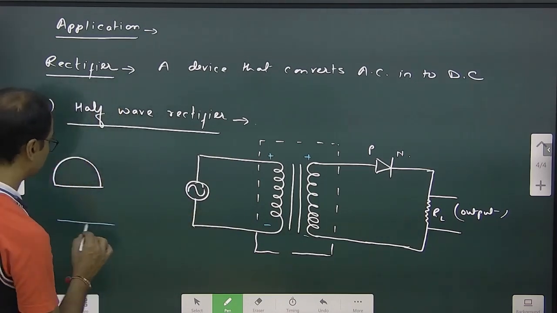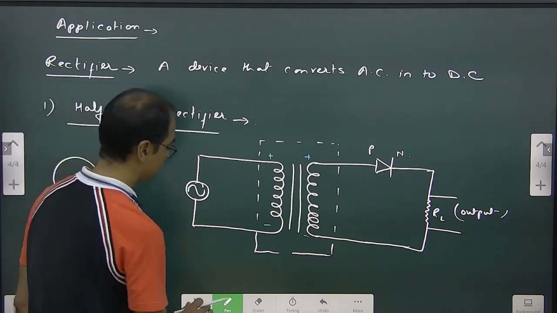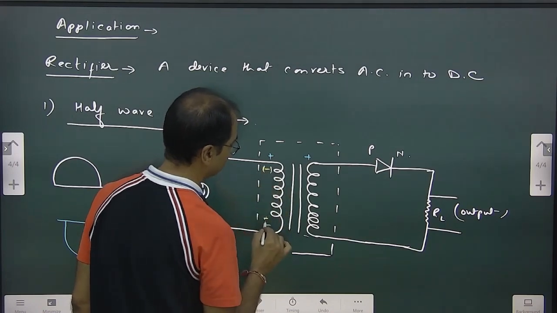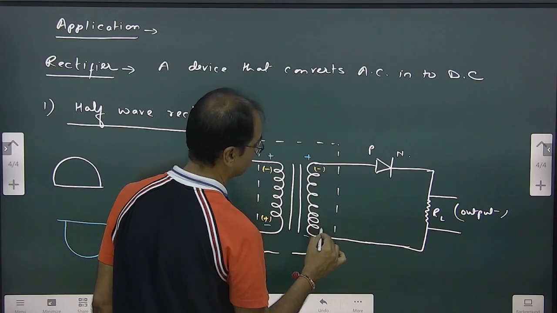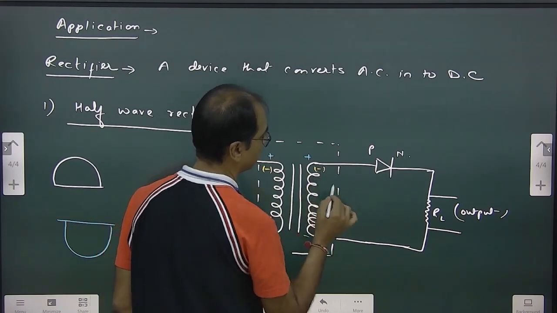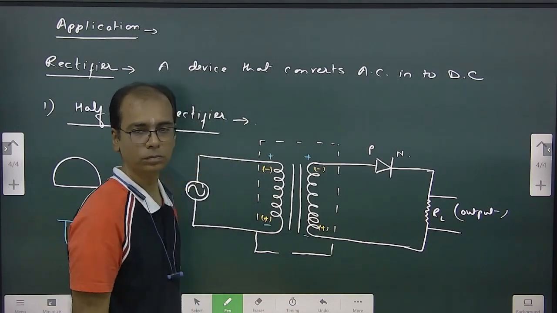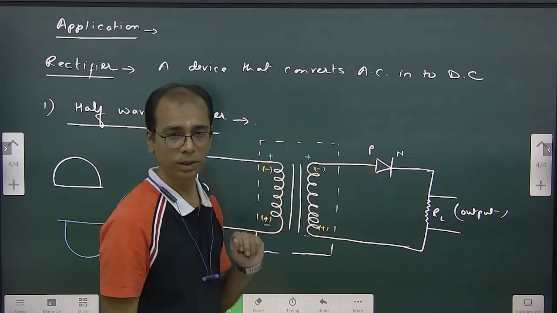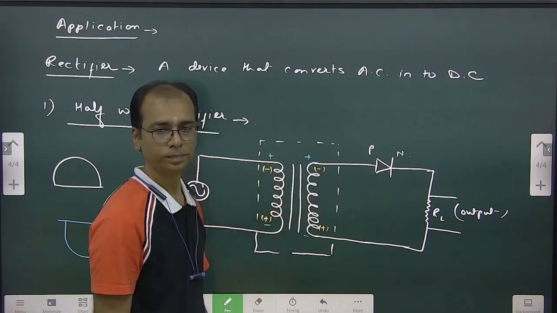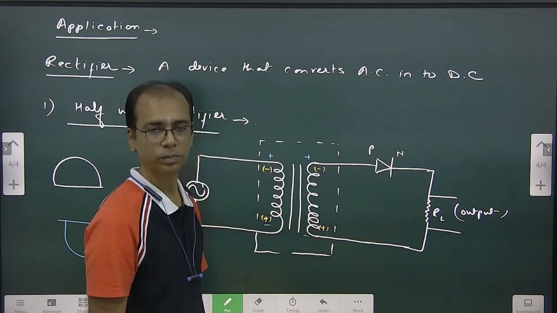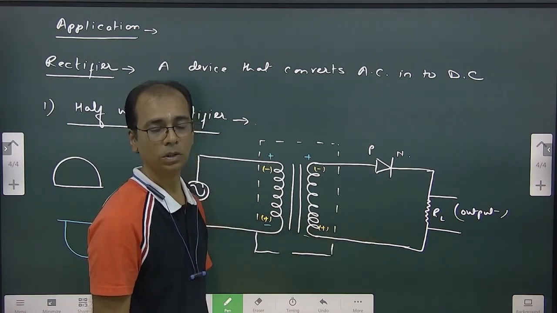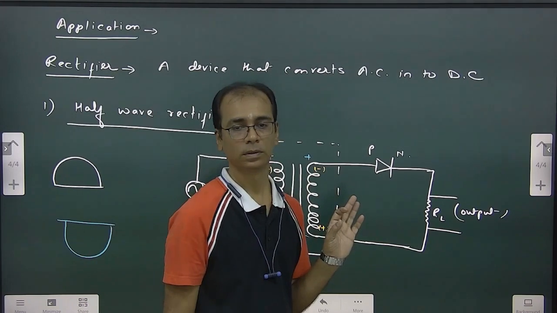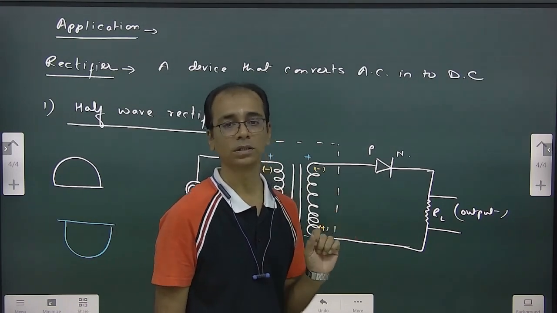Then the negative half cycle. When the negative half cycle is coming, this end will become negative and this end will become positive. So the diode will become reverse biased. Will it allow current to pass through? No, it will block it. So are we going to get current over here? No. Because of this, we are going to get only half of the wave, not the full wave. So we call this a half wave rectifier.